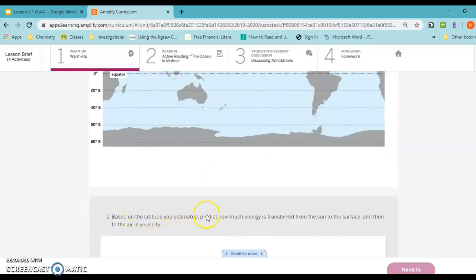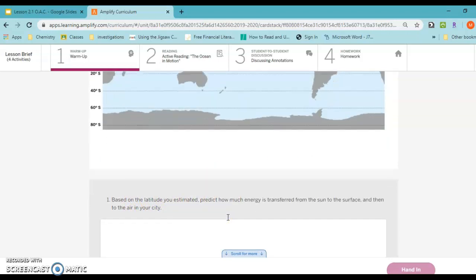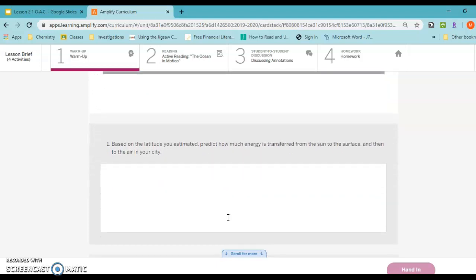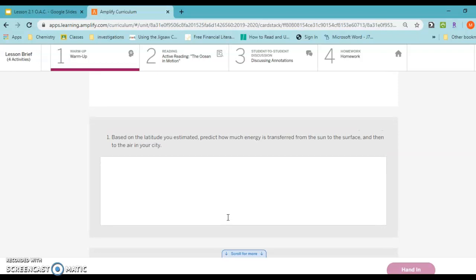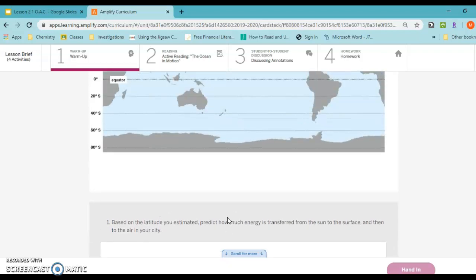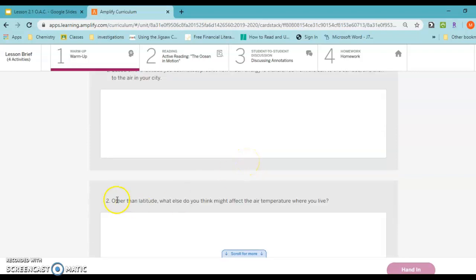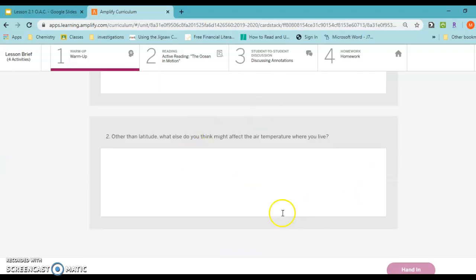So based on the latitude we estimated, predict how much energy is being transferred from the sun to the surface and then to the air. So how much energy is being transferred based on where we are. And then you're going to also answer, other than latitude, what else do you think might affect the air temperature where you live? So you're going to answer those two questions, and you're going to hand it in, and then we're going to move on to a reading.